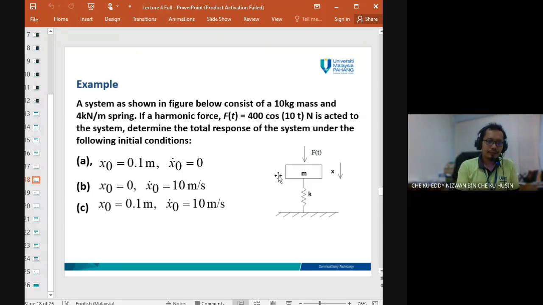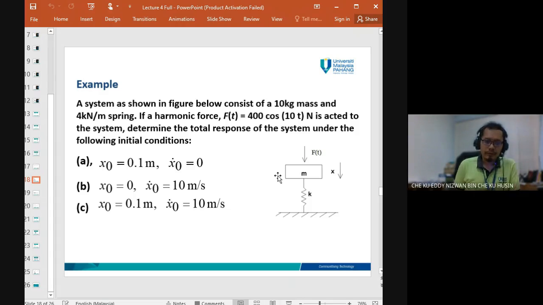Okay, now looking at the example for the system shown in the figure. A spring-mass system with force excitation, harmonic force excitation. The properties of the system: mass is 10 kg, stiffness is 4 kilonewtons per meter, and the harmonic force is 400 newtons in magnitude with a frequency of 10 radians per second, applied to the system. The question asks to determine the total response.